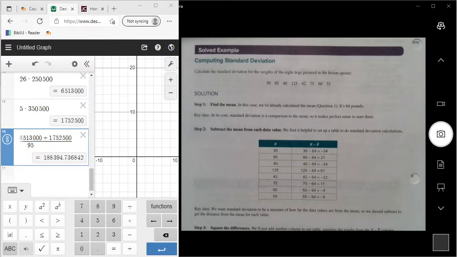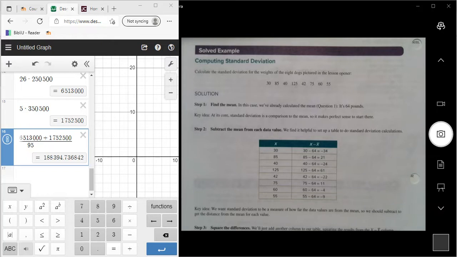Okay, and this is the solved example. It says calculate the standard deviation for the weights of the dogs pictured in the lesson opener. Step one, find the mean. In this case, we've already calculated the mean. It's 64 pounds. Key idea: at its core, standard deviation is a comparison to the mean, so it makes perfect sense to start there. Subtract the mean from each data value.